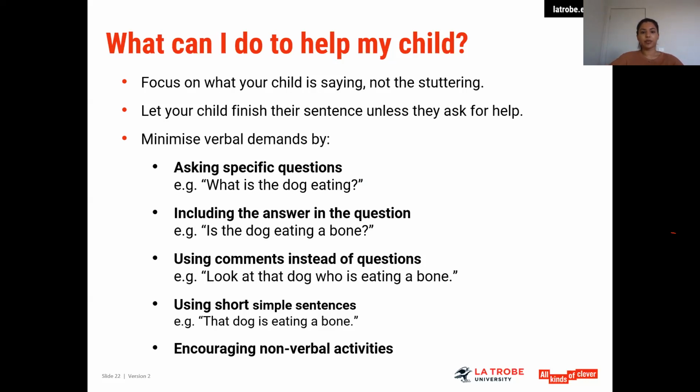For example, you can ask questions, such as, what is the dog eating? Or include the answer in the question, so is the dog eating a bone? Using commands instead of questions, so for example, look at the dog who is eating a bone. Or using short, simple sentences: that dog is eating a bone. You can also encourage non-verbal activities.